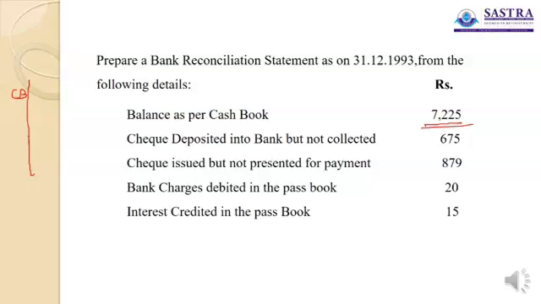And what book is required? The passbook. Right. Check deposited into bank but not collected, 675. It's a kind of a receipt. Checks received and deposited, after having been entered in the cash book, keeps the cash book balance increased.